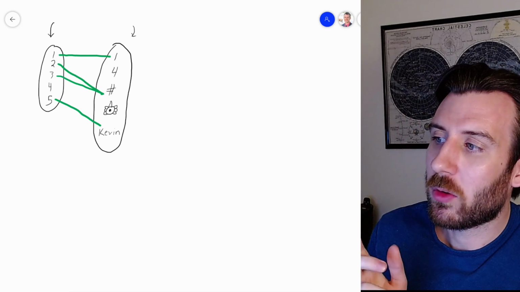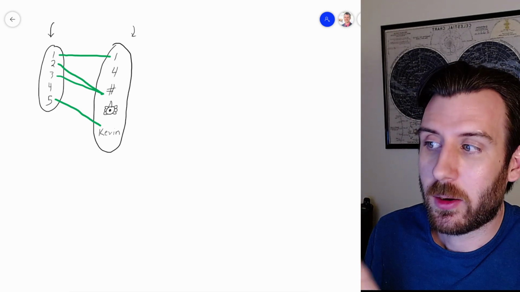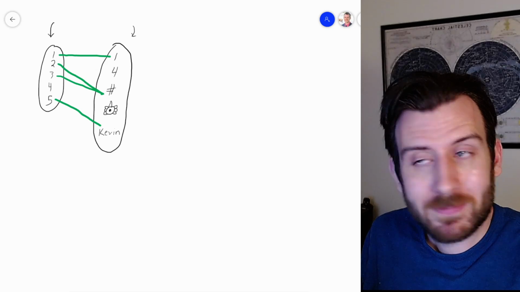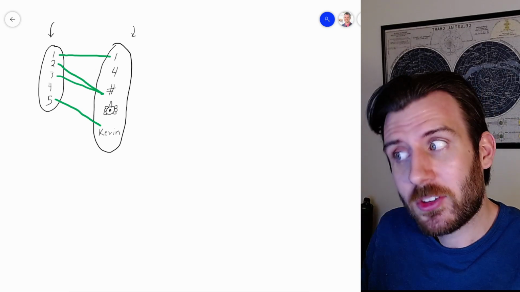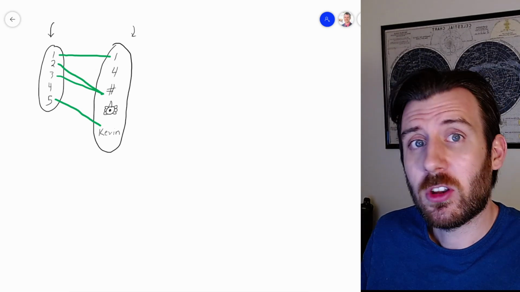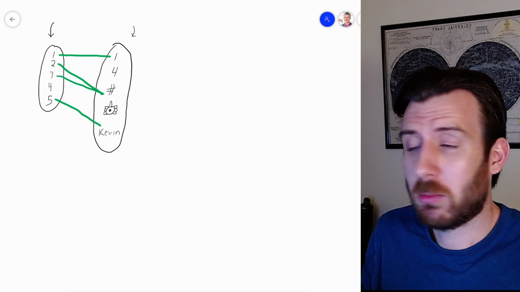Now, what about the number 4? The number 4 doesn't go anywhere. Is that ambiguous? Again, it's not ambiguous. So this does actually still constitute a function. It's just a function that doesn't work well with the number 4.